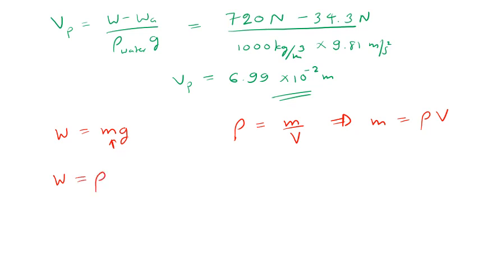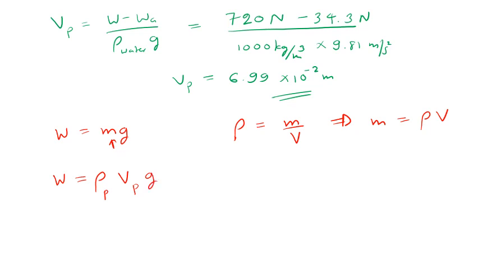So we can substitute this m value into this equation here, and the weight of the person equals rho, that is the density. And what is this density actually? The density of the person, and V is again volume of the person, multiplied by G, gravitational acceleration constant.